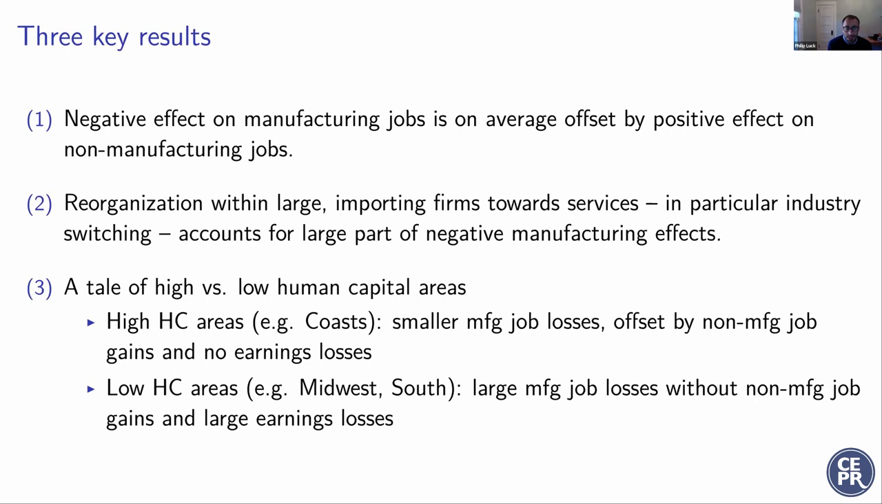So we're going to show that in high human capital areas, which are largely concentrated in large cities and along coasts, we find relatively small manufacturing job losses. These are offset by larger non-manufacturing job gains, often in higher wage non-manufacturing employment. Conversely, in low human capital areas, again the Midwest and the South, some of the more traditionally thought of areas hit by the China shock, we find much larger manufacturing employment losses, and those do not coincide with the same gains that we observe in the high human capital areas. We think of some of this reorganization as a potential silver lining for the China shock, but a huge and important caveat is that the silver lining is not shared equally across areas.